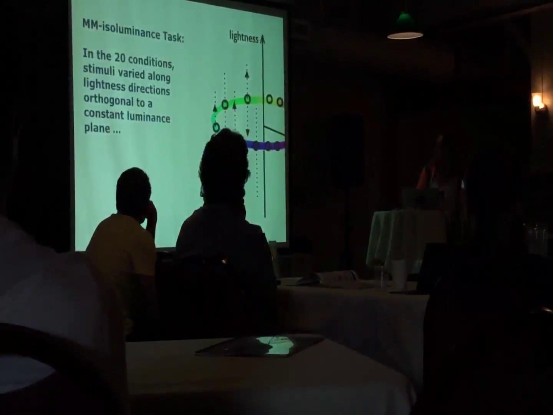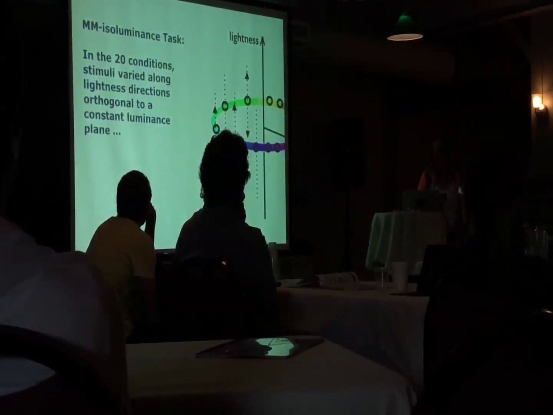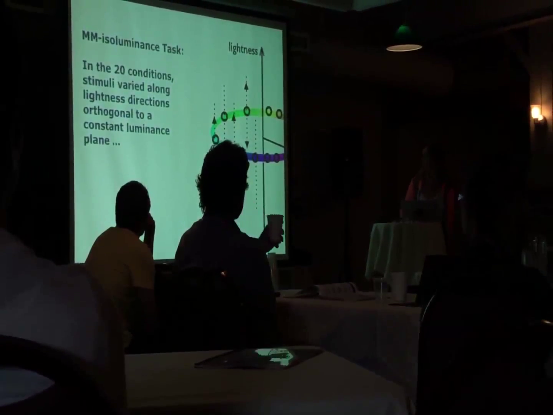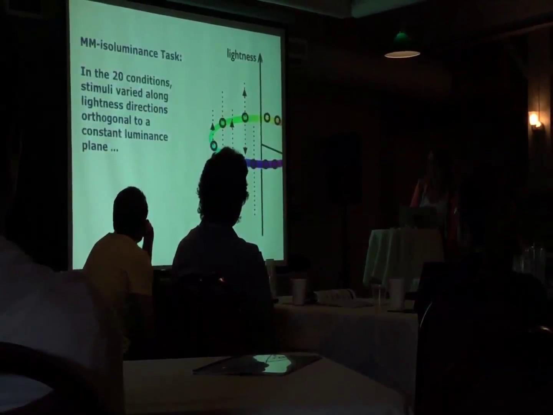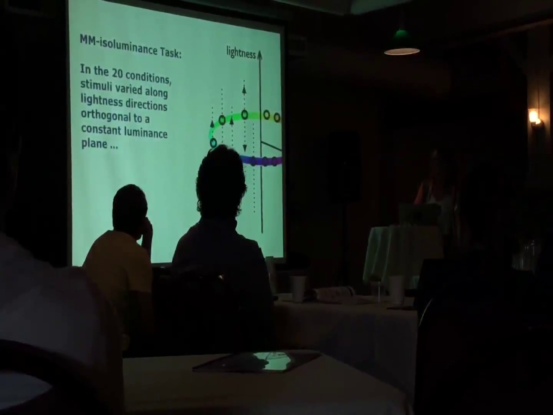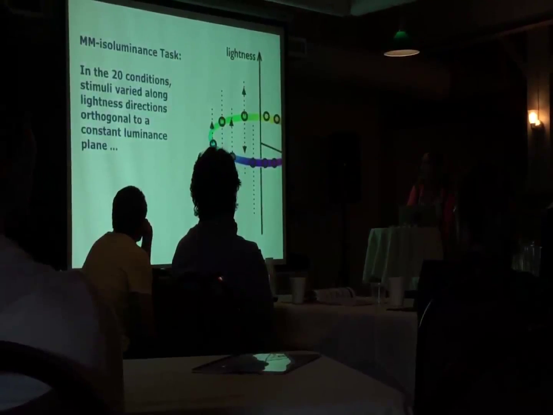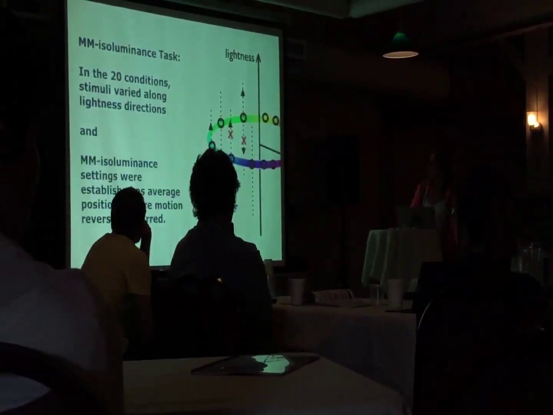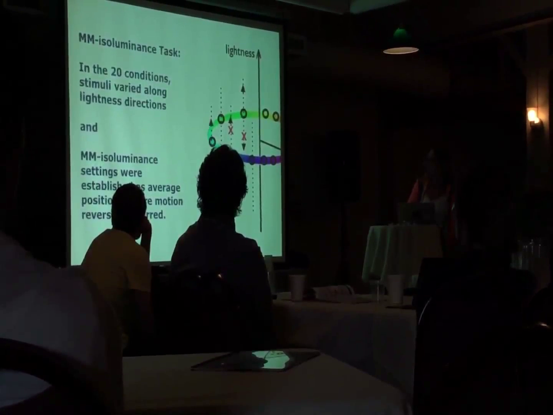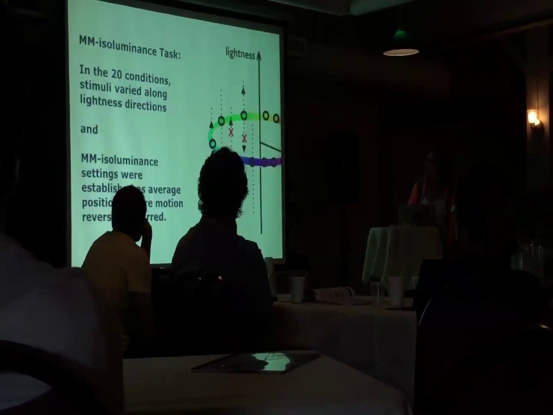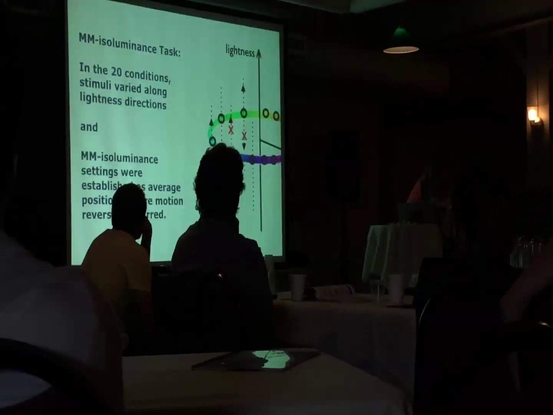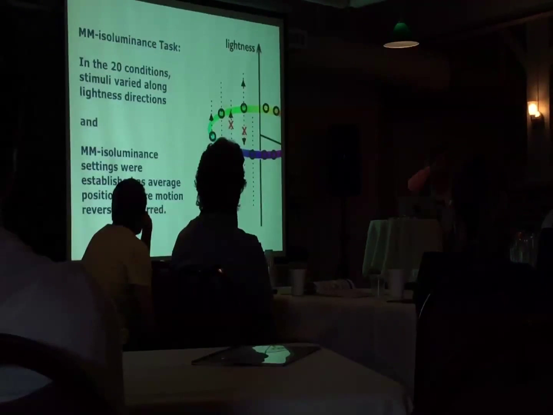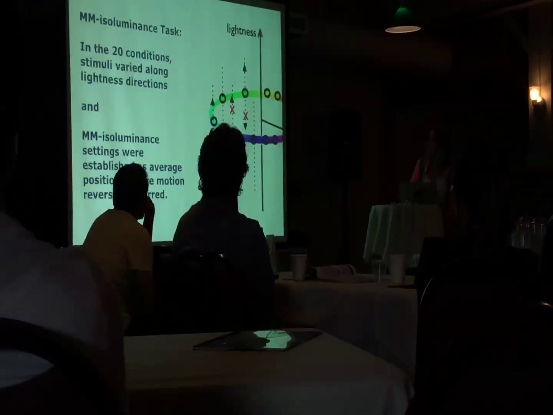And in the 20 conditions, in the MM-isoluminance task, the way that the variation occurs is that the stimuli can vary along lightness directions that are orthogonal to this isoluminant plane. And it turns out that settings are established as average positions where the motion reversal occurred in the MM-isoluminance task, and I'll show you a kind of mock-up of that in a minute.